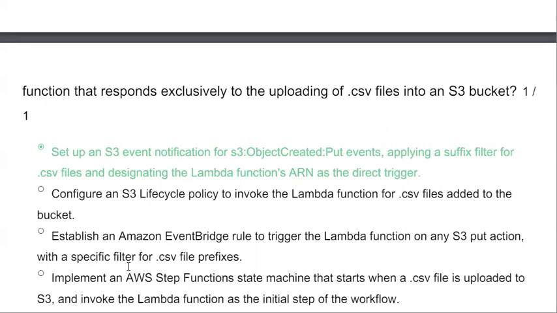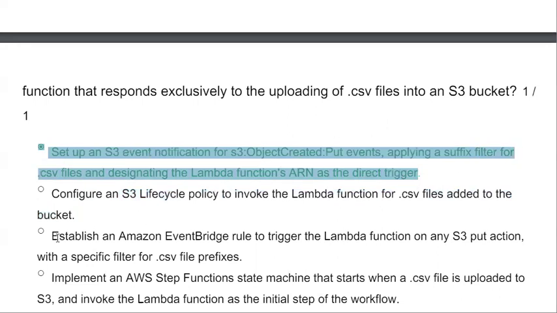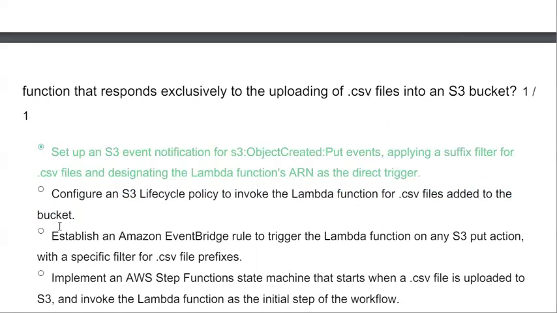And we can also see the other options. Configure an S3 lifecycle policy to invoke a Lambda function for CSV files added to the S3 bucket. I don't think this is appropriate, because maybe it's appropriate, but the first option is the exact answer. So that's why it is the answer. Now let's consider the other two as well.